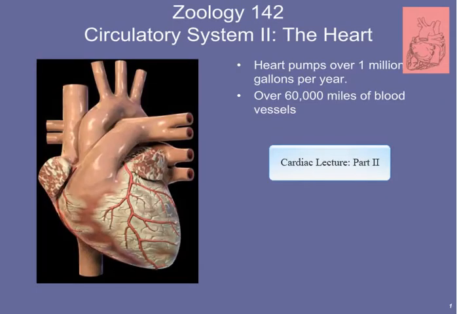Okay, welcome to Zoology 142. This is part 2 of the lecture on the heart. Remember, the heart is a 4-chambered pump that pumps blood through 2 circuits, the systemic circuit, which goes to the entire body, and the pulmonary circuit, which goes to the lungs.